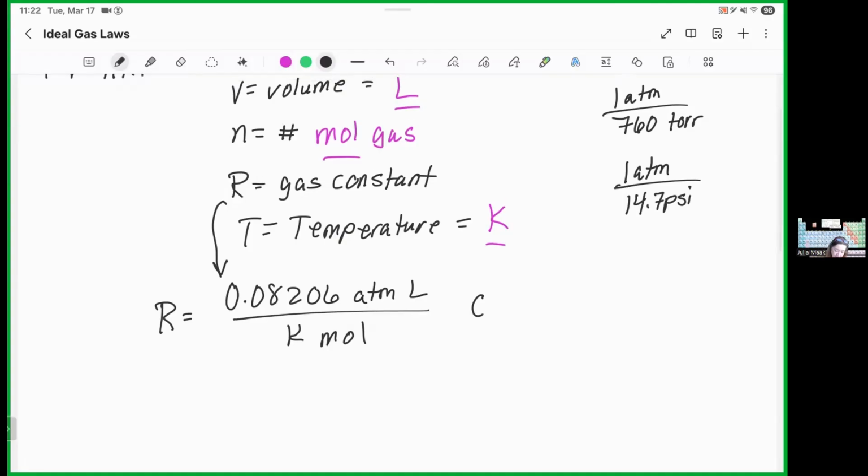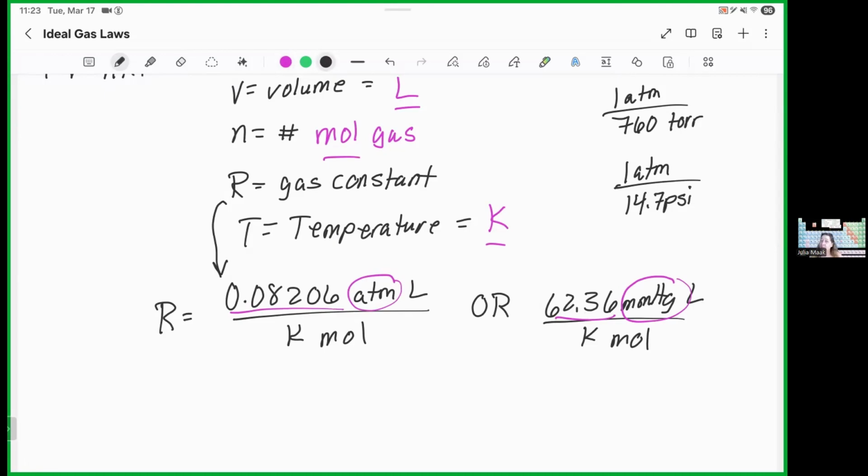Some instructors use the unit of millimeters of mercury, and if they use that, R is 62.36 millimeters of mercury. Liters is the same, K is the same, mole is the same. The only difference in these two is if you're using ATM or millimeters of mercury, you're using a different number. Now, I can tell you, I've never used the millimeters of mercury number.